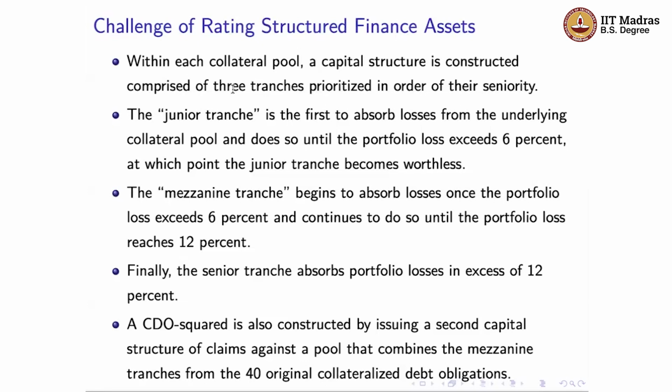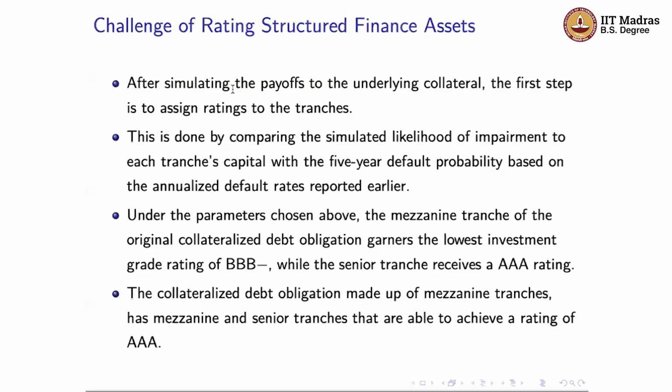But again, just as we had discussed before, you could have created a CDO squared. In this simulation, it was created by combining 2 different mezzanine tranches from the different CDOs that you had. After that, you can do simulations, and as a result of looking at the simulation results, you can start assigning ratings to these different tranches. You would do that, for example, by comparing the likelihood of losses to each tranche's capital with the underlying parameters that we had discussed.